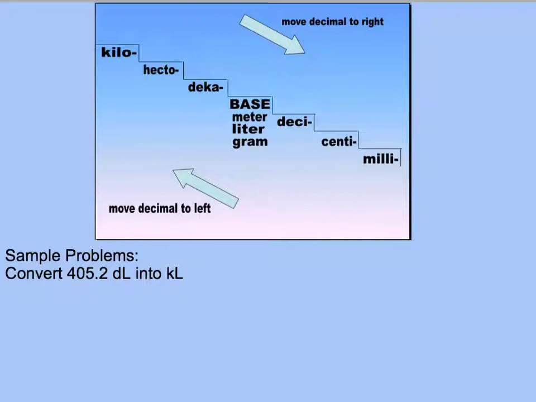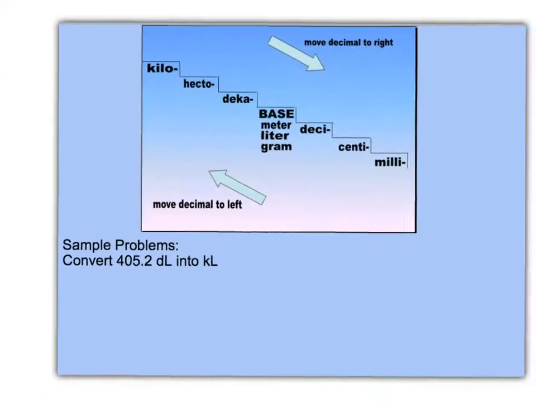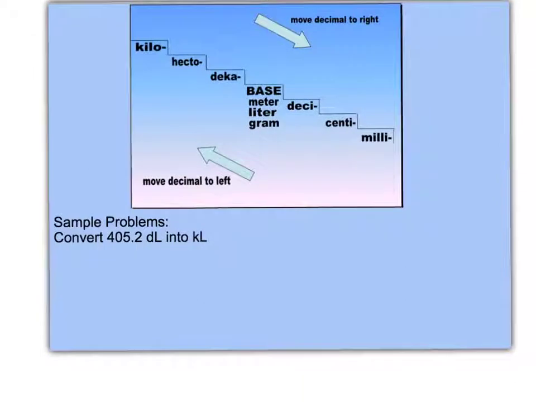On this sample problem, we are going to convert 405.2 deciliters, notice no K in there, to kiloliters, okay? So we're starting here, and we are going to move all the way up to here, okay? So this is our start, and this is our end, all right?